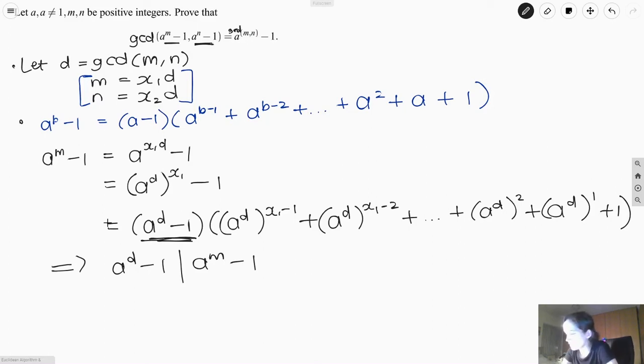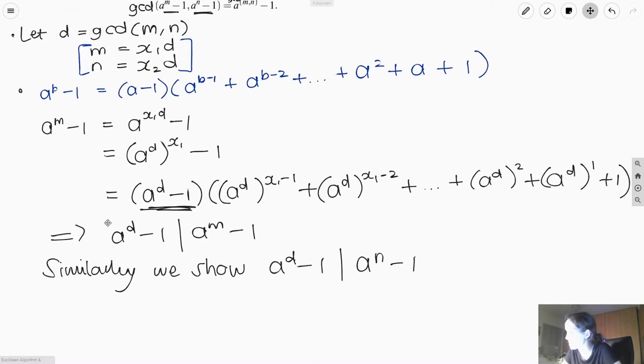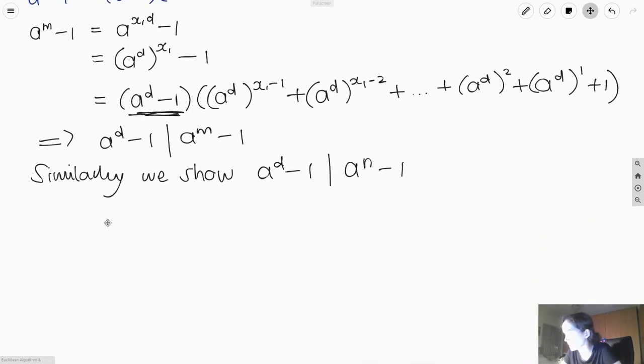So similarly, we show a to the power of d minus 1 is going to divide a to the power of n minus 1. In the same way we would say n is going to equal x2 d, so a to the power of n minus 1 is going to equal a to the power of x2 d minus 1, and we would follow all of these same steps.